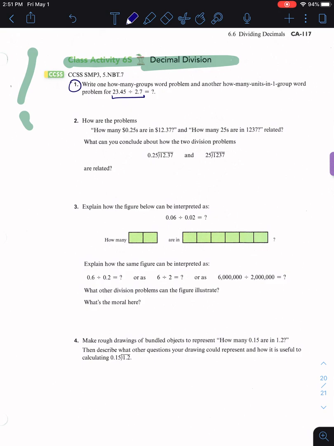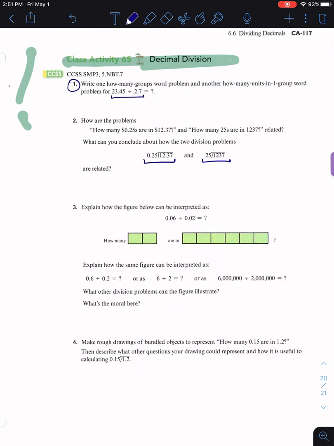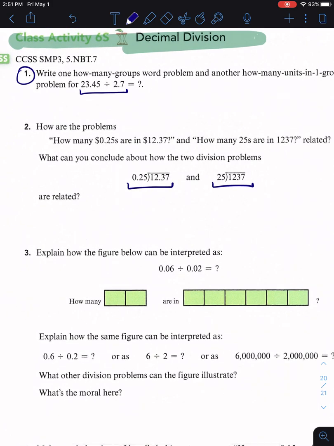Number 3, though, says, all right, if we're dividing with decimals, 12.37 divided by 0.25, and 1237 divided by 25, from our rules before, we know that those two answers will be the same. Because we know the rule that we move the decimal places over the same amount in both numbers that we're dividing, right? And the answer will be unchanged. But why is that? Why is the value going to be the same?